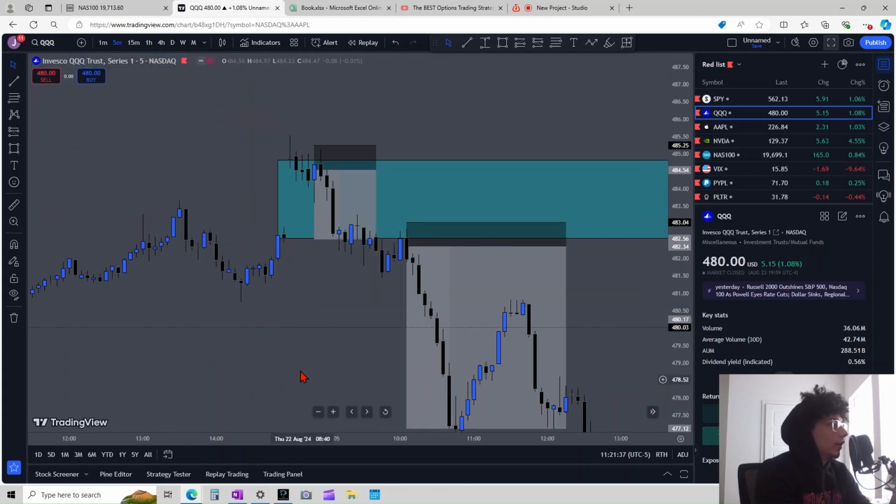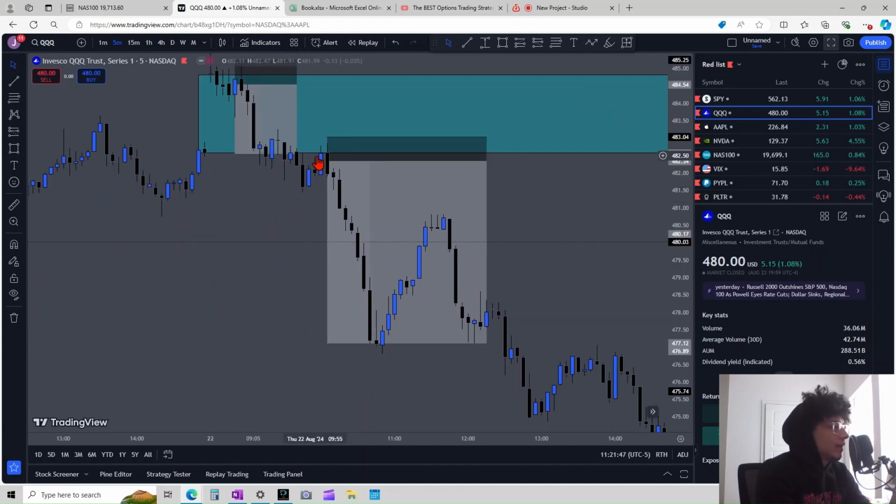Right here, again, another example. Price clearly was looking to seek the bottom of the gap. Therefore, we're going to capitalize off of that move and take it to the bottom of the gap. 1 to 2, almost 1 to 3 RR. And boom, it came back, retested it just like that.